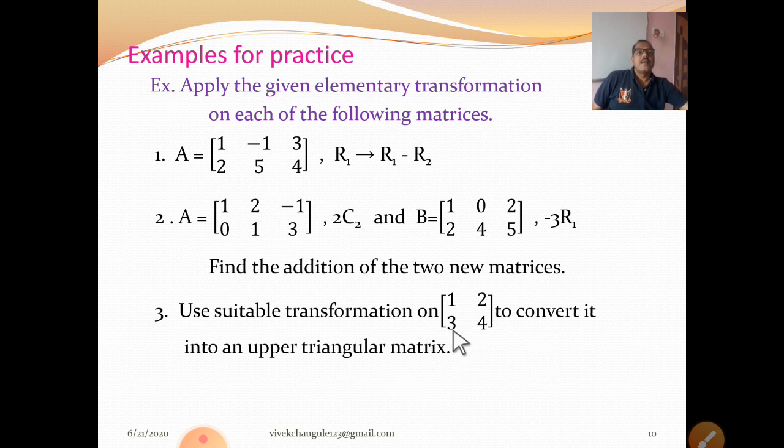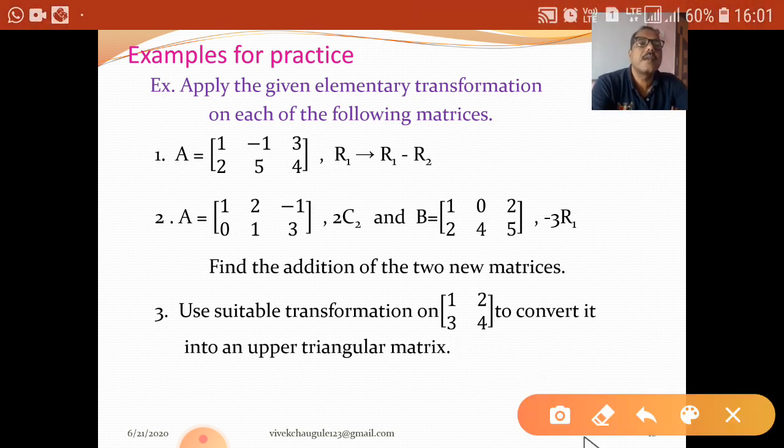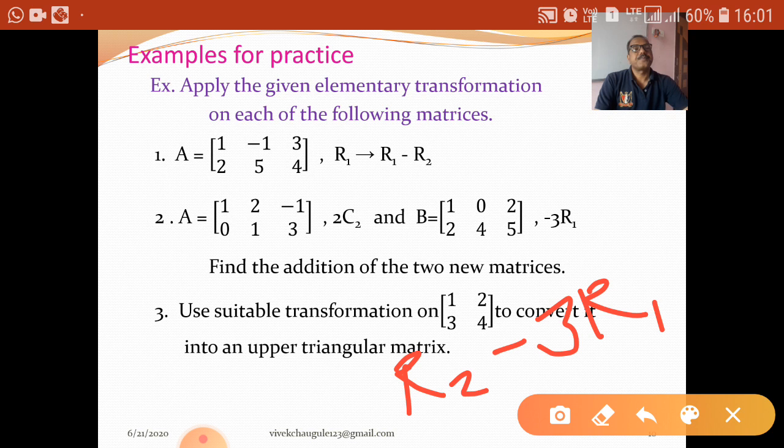See here, how does this become 0? This is 3, and 3 minus 3 is equal to 0. So how to take minus 3? The transformation is like this, we write the transformation here. See here, this 3 is in the second row, therefore we can write R2 minus 3R1, this transformation. After writing this transformation, its meaning is we multiply the first row by 3.